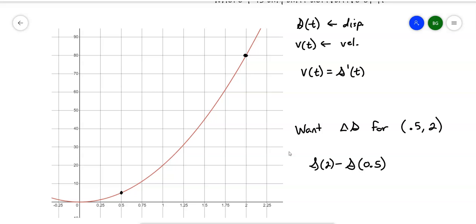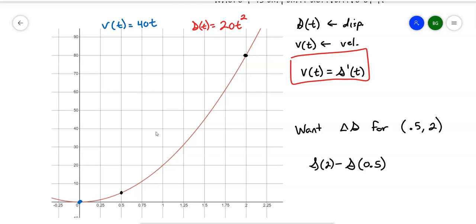So what I want to think about is what would be our velocity if this is our displacement graph. Let's go ahead and give a formula here. Our displacement function is going to be given by 20t squared. And if we remember our relationship here, that means our velocity function is just the derivative. We can use the power rule. It's just going to be 40t, so we're going to have a linear function. So we can graph that: 0, 0; 40, 1; 80, 2. We're going to get a graph that looks something like this.